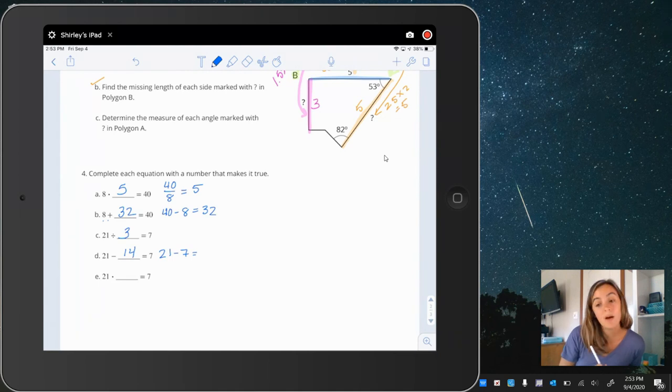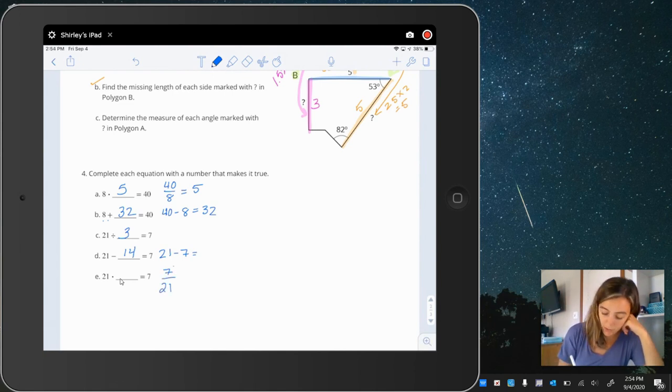And then 21 times what is 7? With multiplication and division, it's not as easy to count backwards like this. If I wanted to, I could take 21 and count backwards and say 20, 19, 18, 17, all the way back. It's not as easy to do that with multiplication. So if I'm looking for that, I can say, well, what is 7 divided by 21?